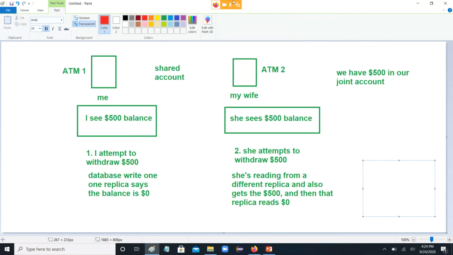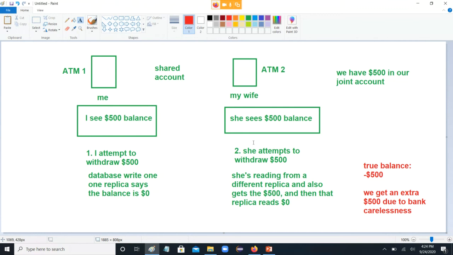I'm going to write the danger zone in red here. True balance, negative $500, right? We get an extra 500 due to bank carelessness. Okay, this is a problem. Now, yeah, it's not the end of the world if a bank has a $500 loss, but the problem is if somebody can figure out a way to do this once, they can figure out a way to do it over and over, right? This is a problem. Or, for example, the user can get simultaneous access to 2 credit cards, use them simultaneously on every website on Earth, buy a whole bunch of stuff at the exact same time.